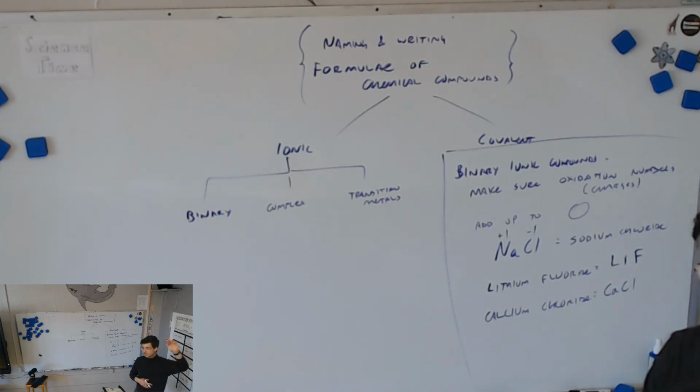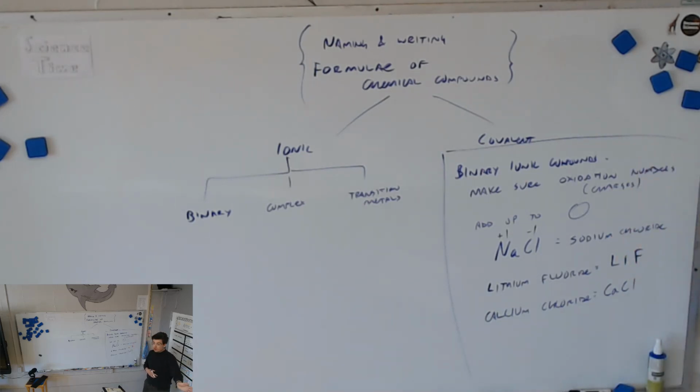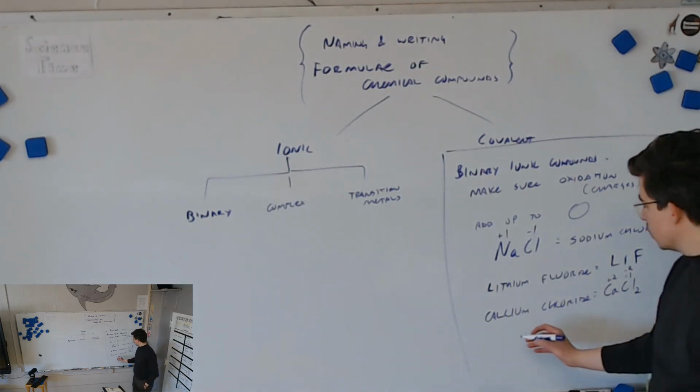What's the oxidation state of the chlorine? Minus one. It's still minus one. So in order to add them up to zero, what do we need to do? We put a little subscript here, because the charge was minus one, two times minus one is minus two, and the charge on the calcium is plus two. So now they add up to zero again. So we change the number of them using what? Subscripts, in order to make sure they add up to zero. So far, so good, right?